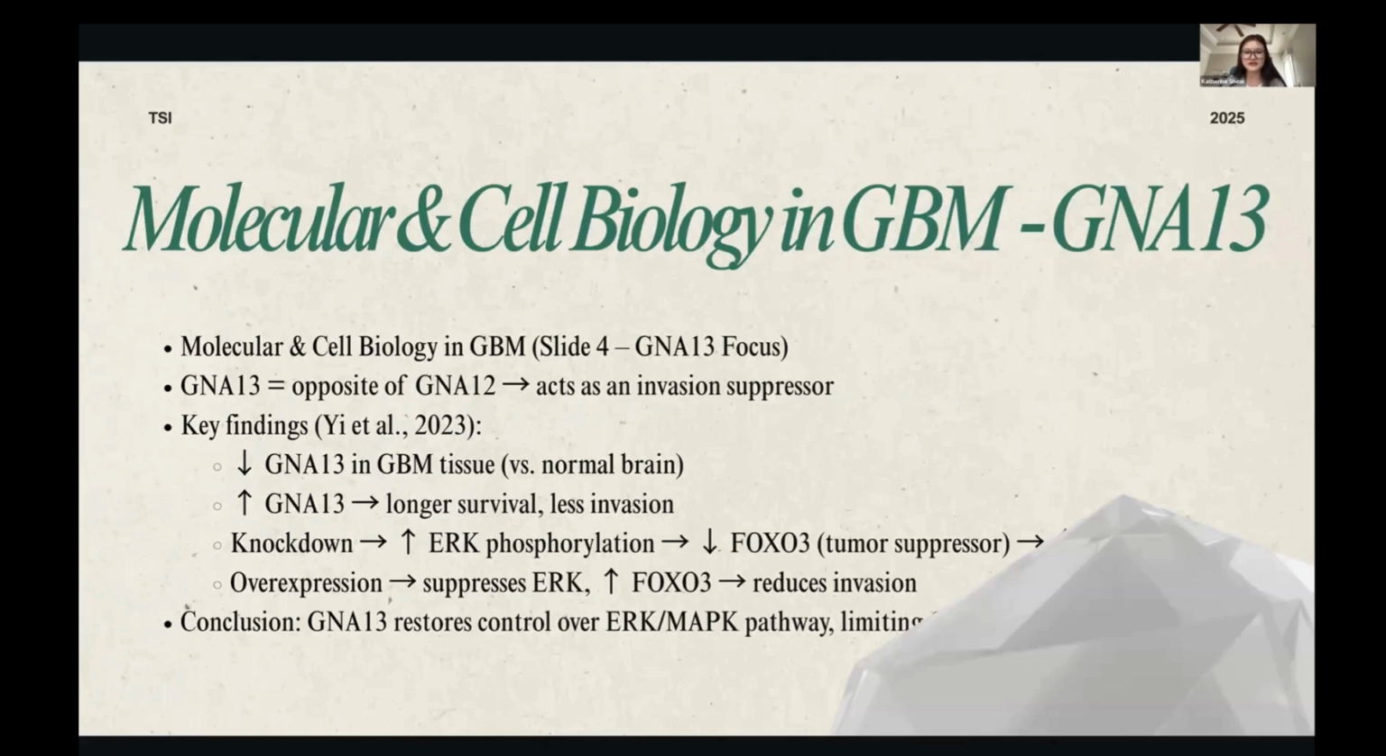So I think that also gives a lot of insight into how two genes and two proteins that seem pretty similar might have very different effects on abnormal growths. Overexpression suppresses ERK and then increased FOXO3, which reduced invasion. So the conclusion is that GNA13 restores control over ERK pathways, which is a signaling pathway, which limits invasivity, which I think was really interesting.